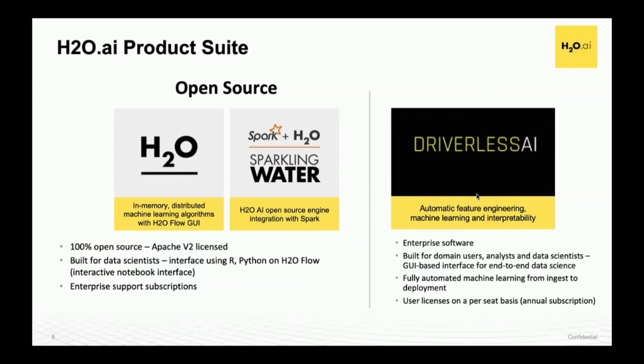Yeah. And both H2O open source, Sparkling Water, and Driverless AI are enterprise-grade software. These are built for the largest banks in the world, the largest healthcare firms and telcos in the world, and they're used really widely across all the Fortune 500 companies.